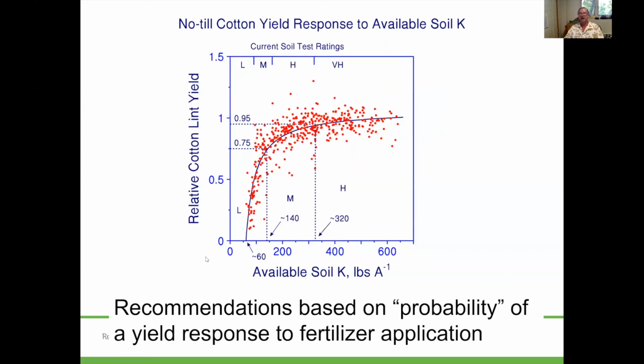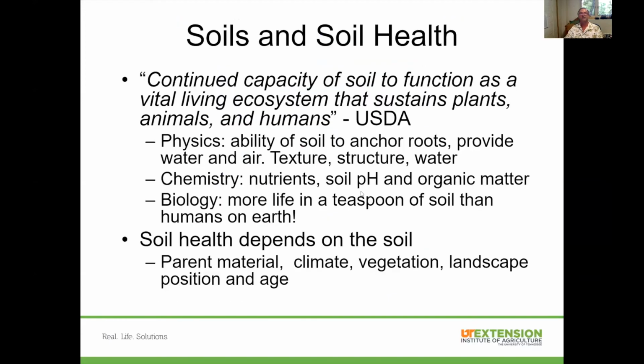This is the type of graph you get from many, many years of soil fertility trials. This is a response of cotton to different levels of potassium in the soil. And our recommendations are based on the probability of a yield response. So you can see our probability is very high in the lower end of the scale, then narrows out and then flattens off at the top.